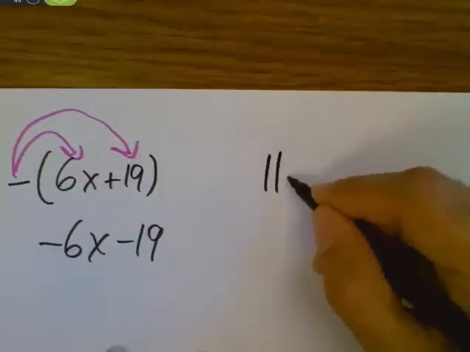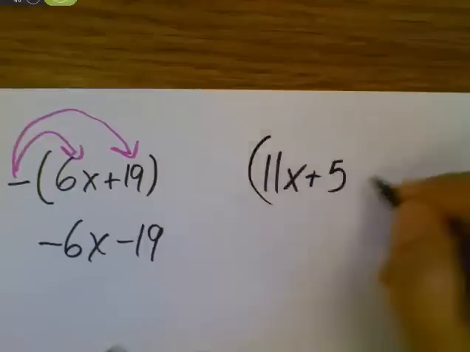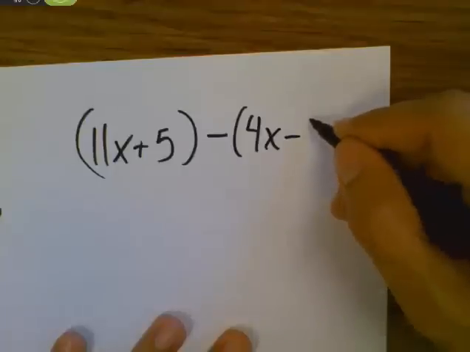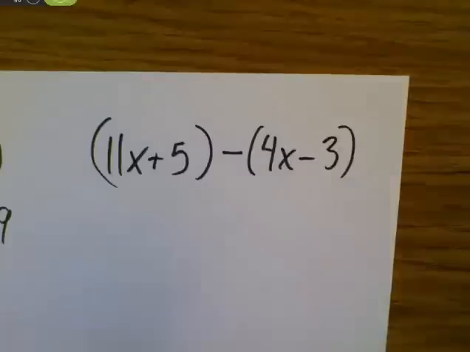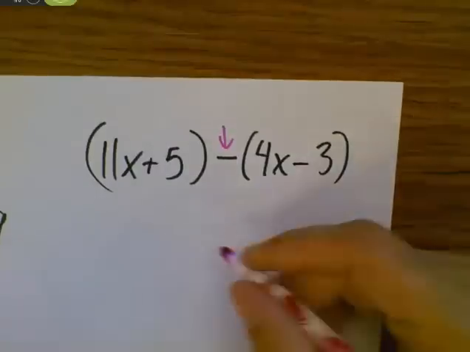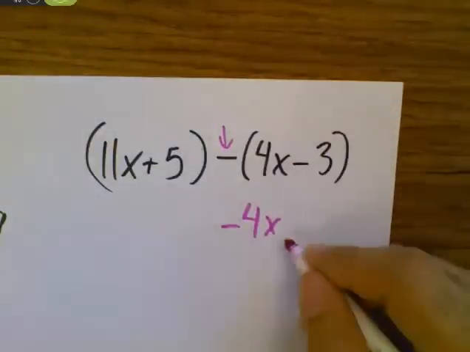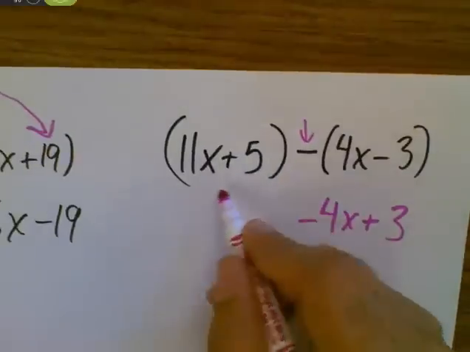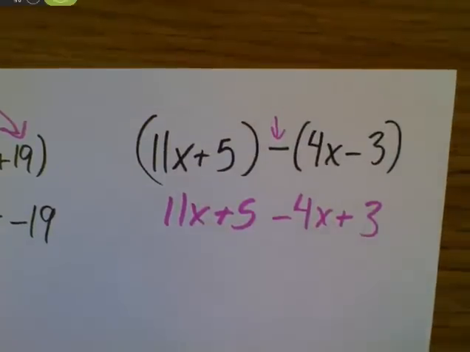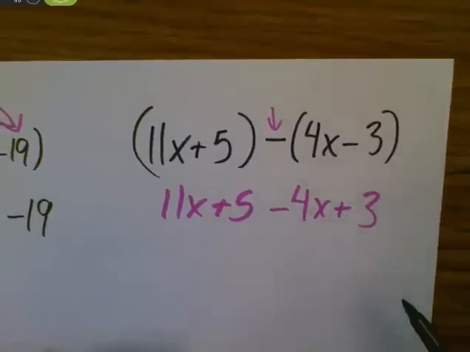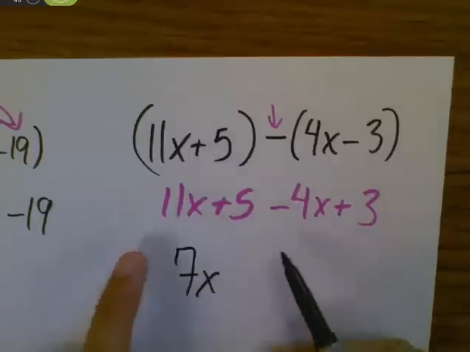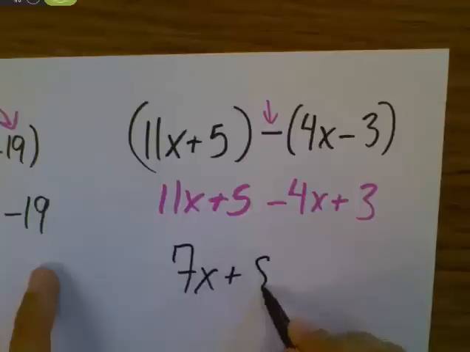So if I had set up something like 11x plus 5 minus the quantity 4x minus 3, then I have to remember that this subtraction symbol really is the same thing as a negative 1 distributing into each of these, which would make this into a negative 4x, and a negative times negative gives me a positive 3. And so then I can finish writing these out. I have 11x plus 5 minus 4x plus 3. Instead of stacking these, I'm just going to do them horizontally, and I can put together my like terms. 11x minus 4x would be 7x. And if I have 5 plus 3, I have plus 8. And that would be my answer.